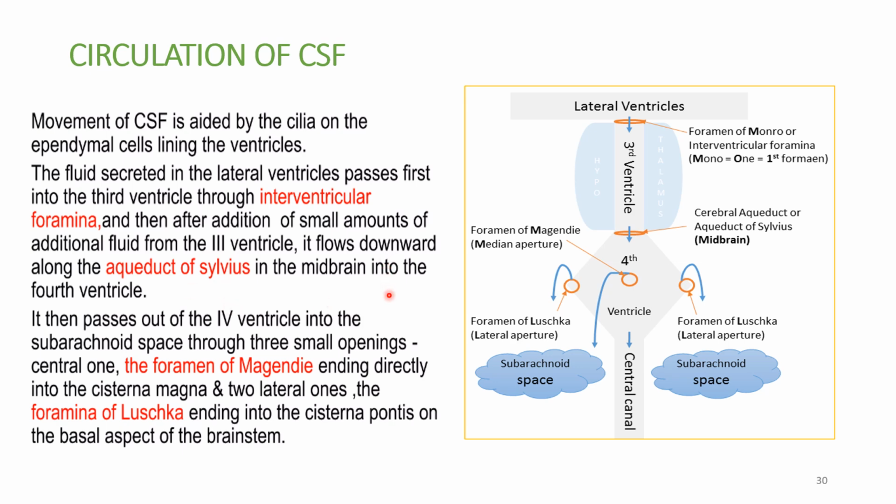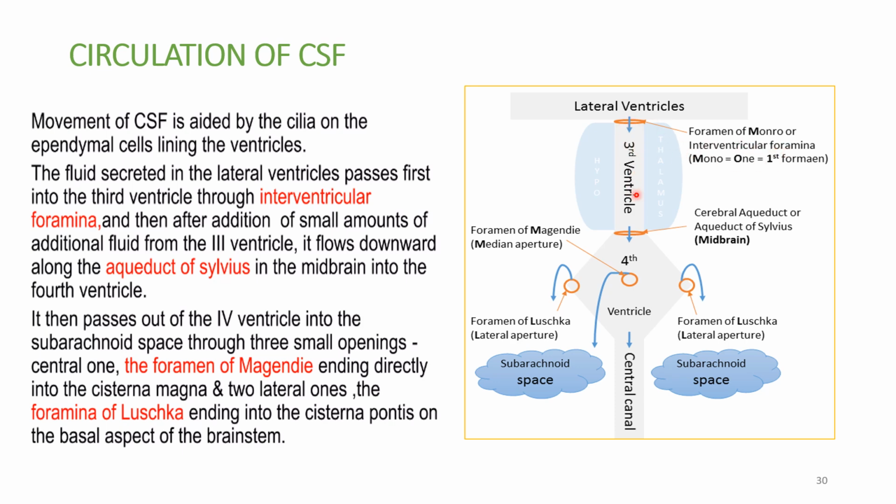So this will also line the choroid plexuses. Now what happens? The fluid secreted in the lateral ventricles passes first into the third ventricle. So these are the lateral ventricles. Now the CSF is passing to the third ventricle through the interventricular foramina, that is called the foramina of Monro.